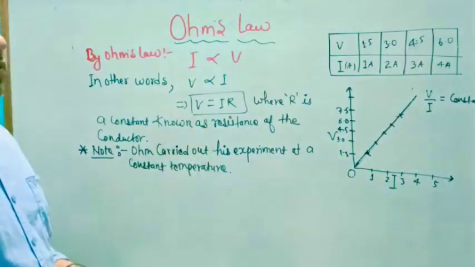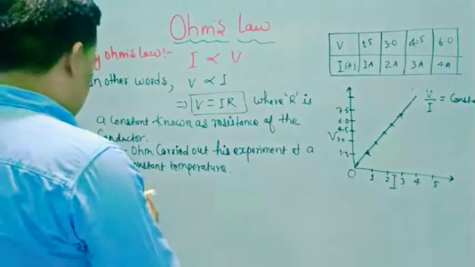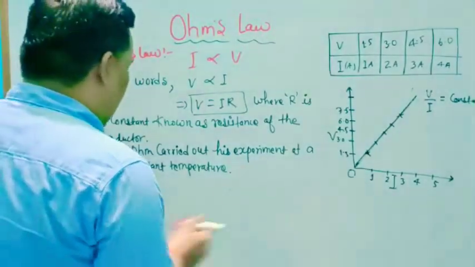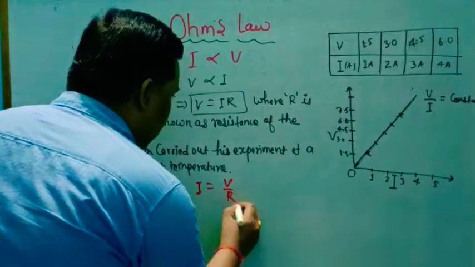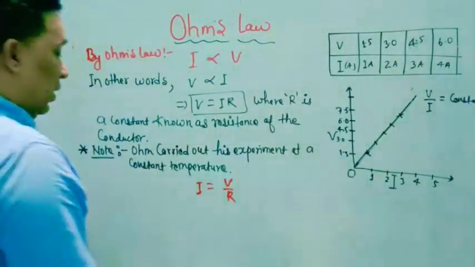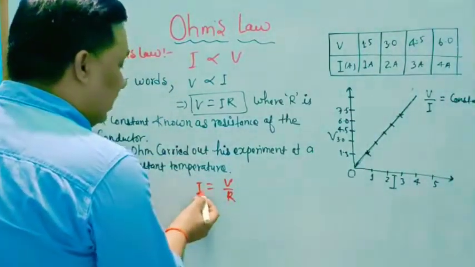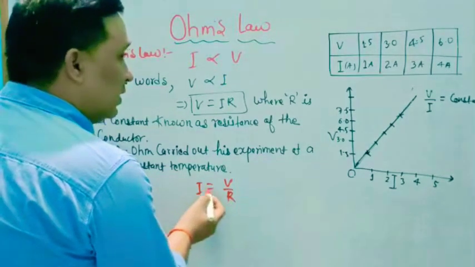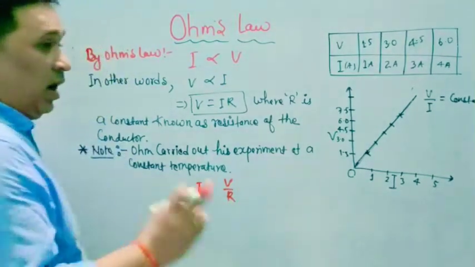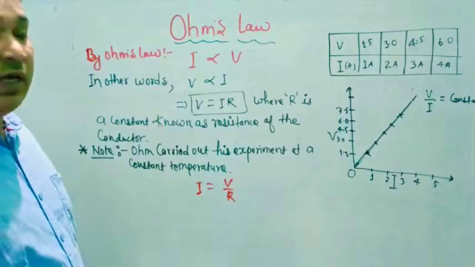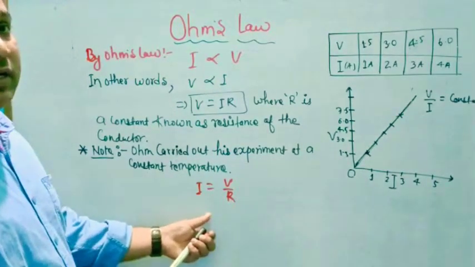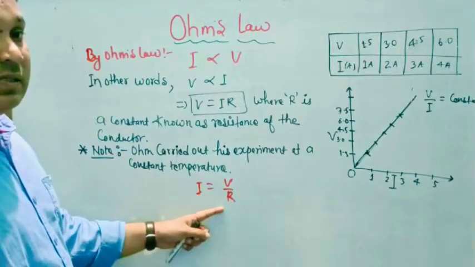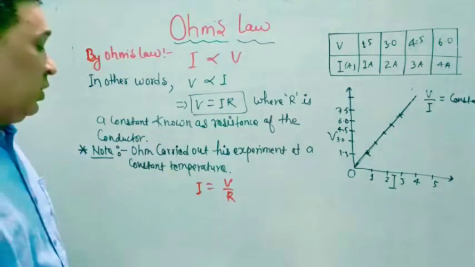So using this formula, we can write that I is equal to V upon R, isn't it? The relation between the current and the resistance is inversely proportional. I and R are inversely proportional to each other. It means if current is increasing, resistance will decrease. And if the resistance is increasing, the current will decrease.